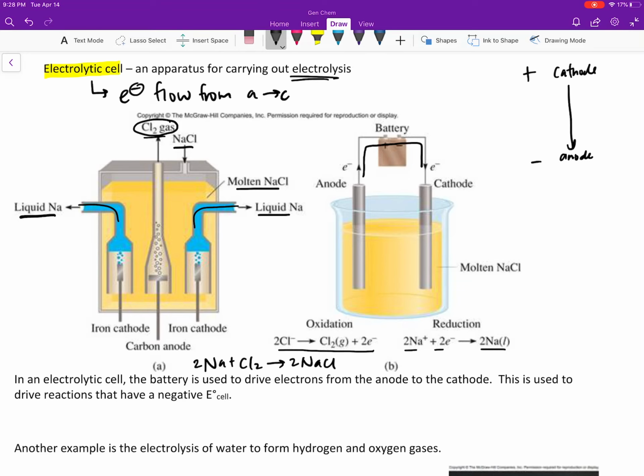In this case, the way I have it written right here is the spontaneous process. This right here is the non-spontaneous. This is taking your sodium chloride that you formed and unforming it and returning it back to its elemental state. And that requires energy.